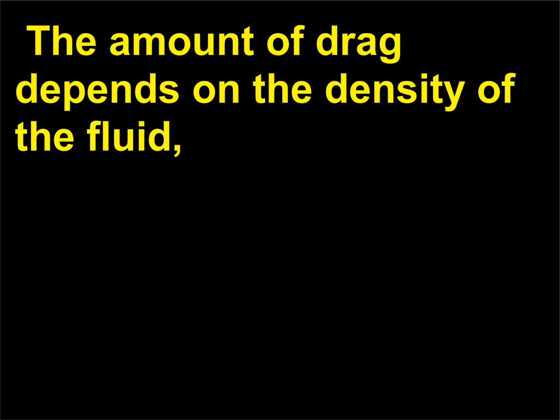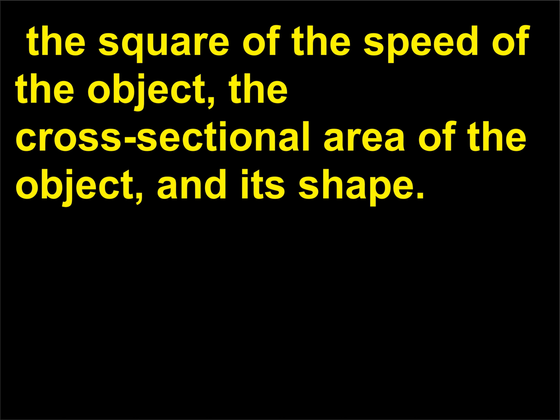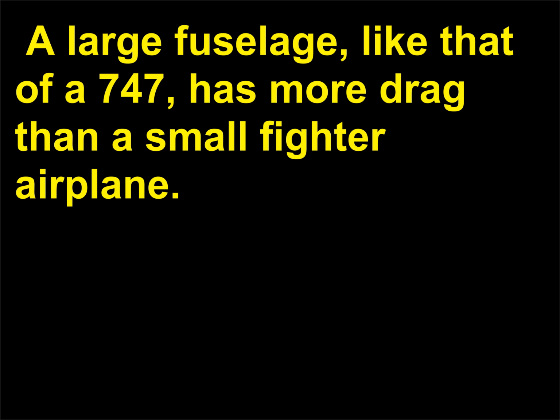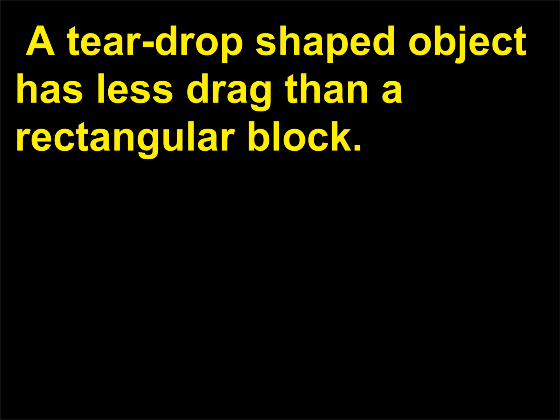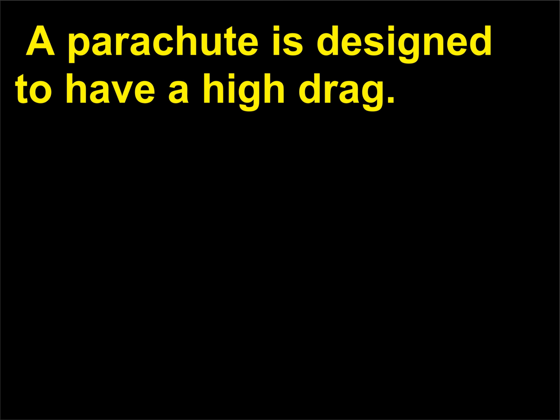The amount of drag depends on the density of the fluid, the square of the speed of the object, the cross-sectional area of the object, and its shape. A large fuselage, like that of a 747, has more drag than a small fighter airplane. A teardrop-shaped object has less drag than a rectangular block. A parachute is designed to have a high drag.